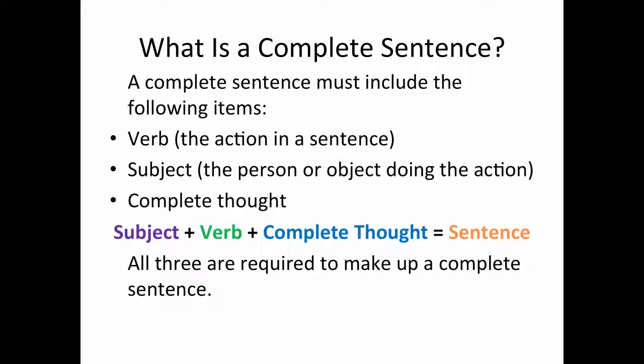So what exactly is a complete sentence? A complete sentence, sometimes referred to also as an independent clause, must have three items: a subject, a verb, and a complete thought. All three of these are needed to make up a complete sentence. The verb is the action happening in the sentence. The subject is the person or object doing this action. A complete thought means that no information is missing from the sentence and that it makes sense.